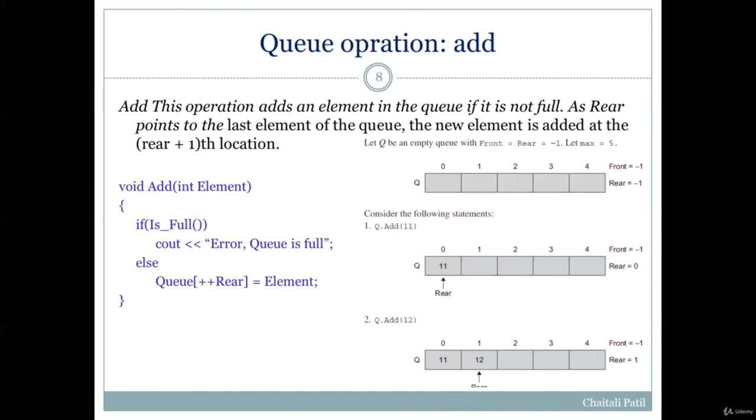Add operation: we always insert the element in a queue from the rear end. If the queue is not full, then we can add an element in the queue. That can be checked by calling the is full function. If the queue is full, then we can throw an appropriate message like the queue is full.